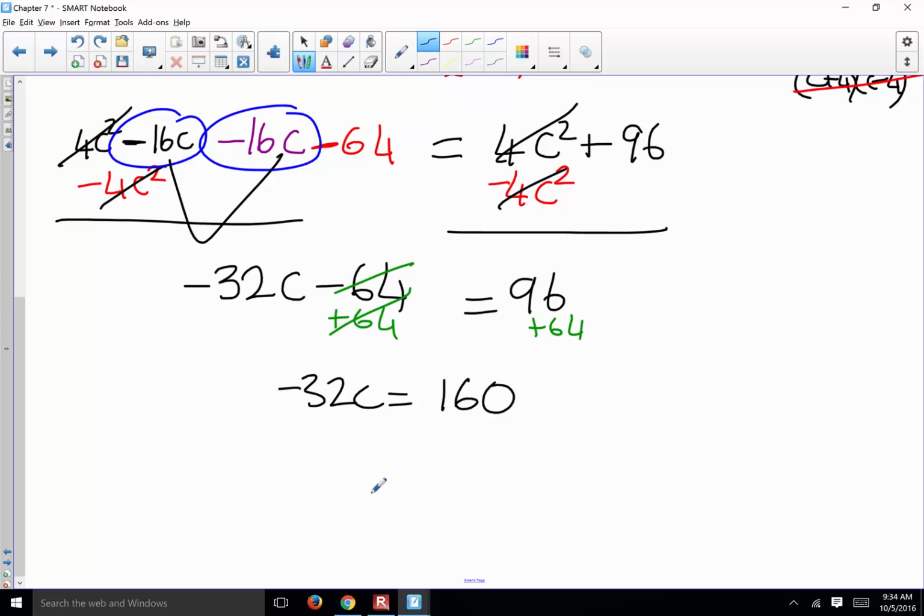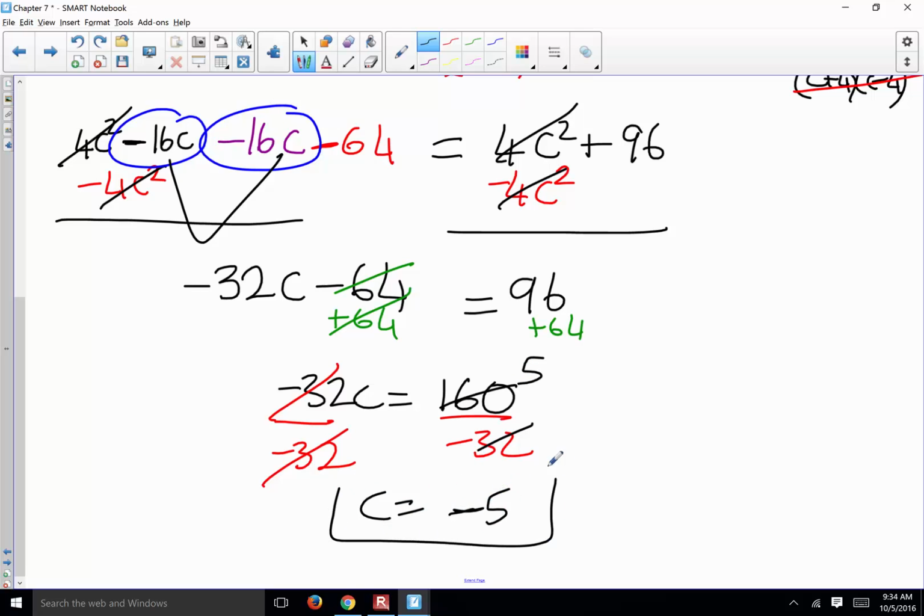And the final moment. What do we do? We divide, and the result is how many times 32 goes into 160? That's 5 times. Negative 5 is the winner. Okay?